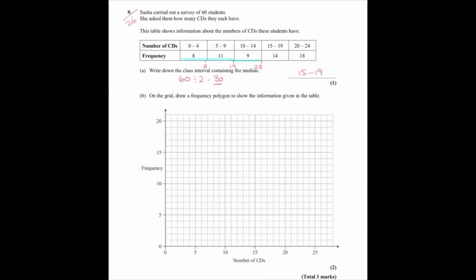Now, when we are drawing a frequency polygon, we are basically drawing a straight line graph. So it's just a fancy name for a straight line graph. We do need to know the coordinates. The coordinates are always the midpoint. So the midpoint of the class width in the table plotted with the frequency. So our first one would be 2, 8. Our next one would be 7, 11, and so on. So you will plot those and then draw the graph.